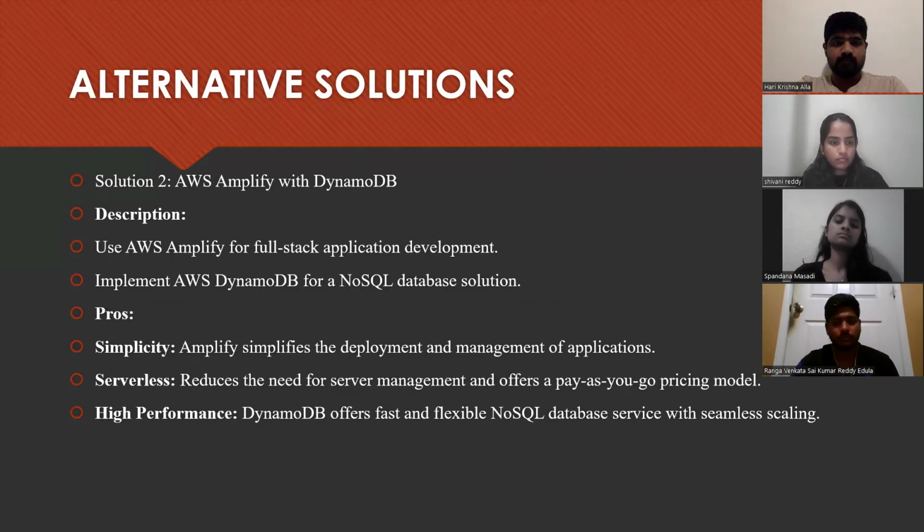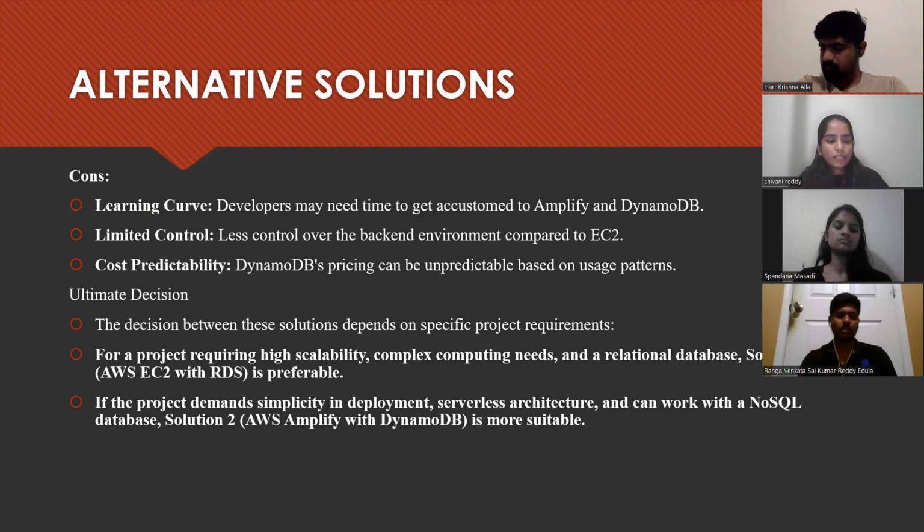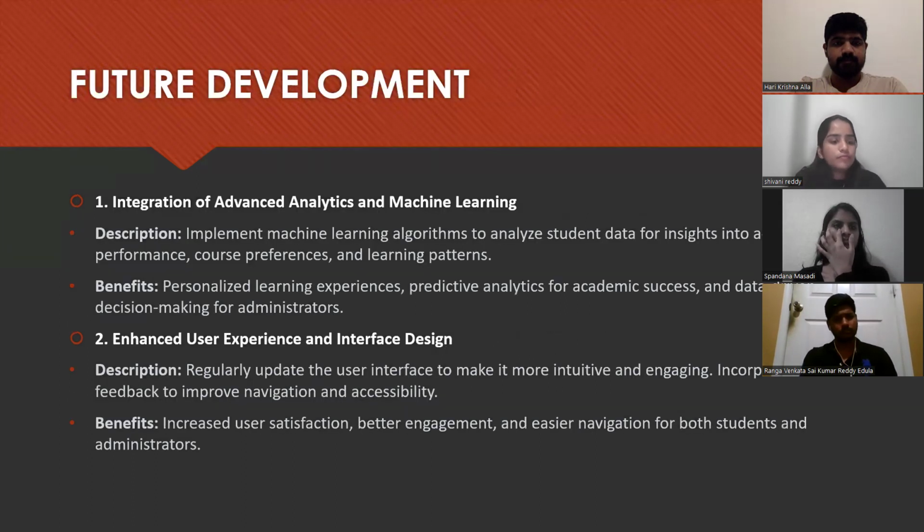And coming to solution two, AWS Amplify and DynamoDB, which involves using AWS Amplify for application development and DynamoDB for a NoSQL database. Amplify simplifies development, while DynamoDB offers fast and scalable database services. However, there are cons as well, and the ultimate decision between these solutions depends on specific project requirements. And the next slide will be continued by my teammate.